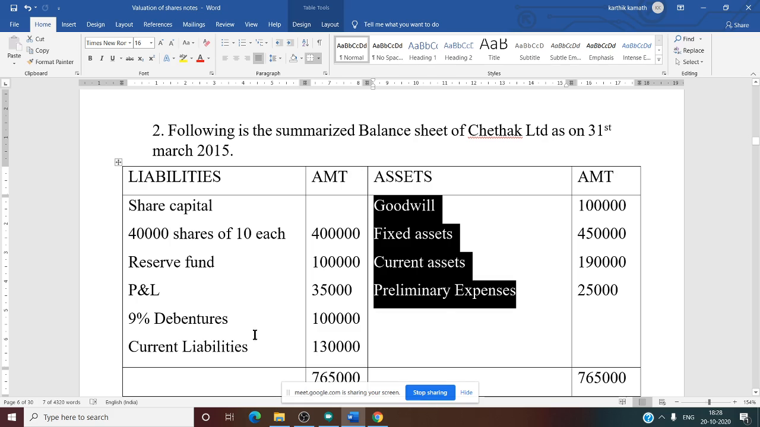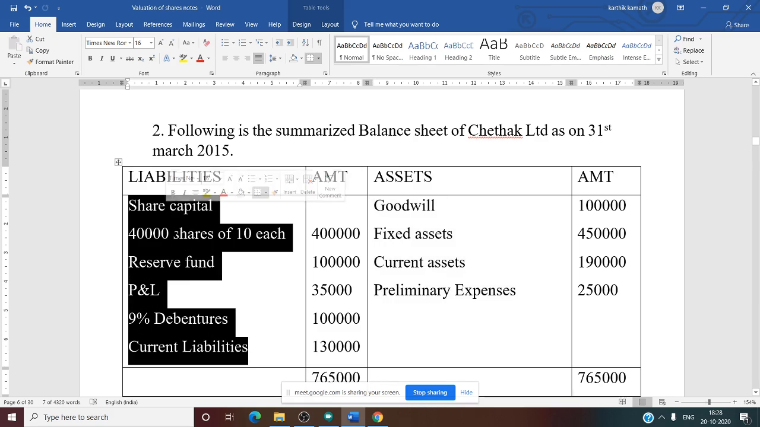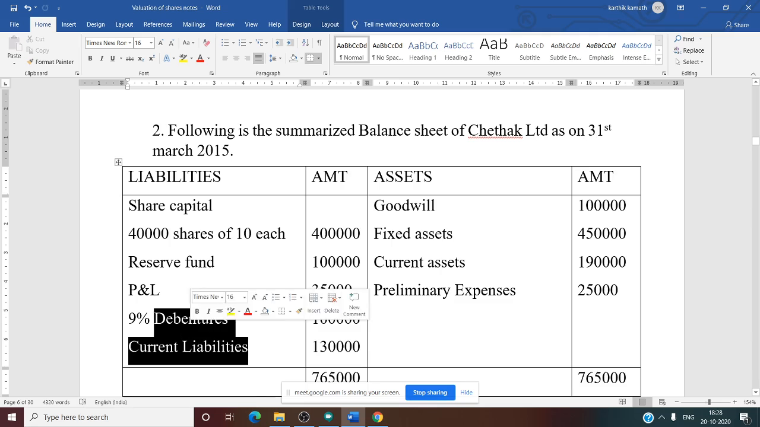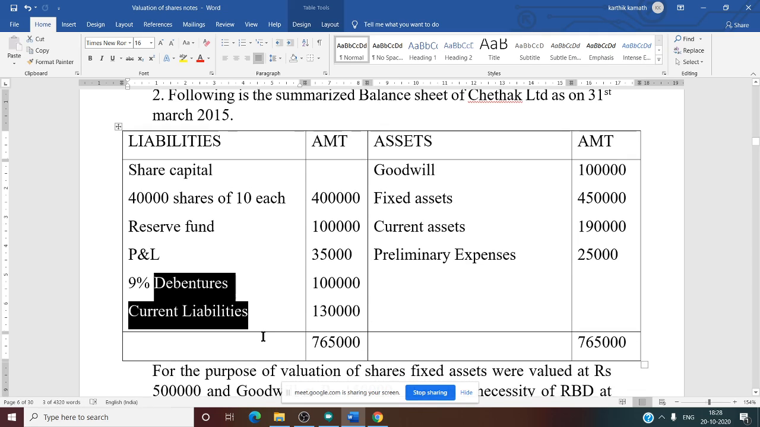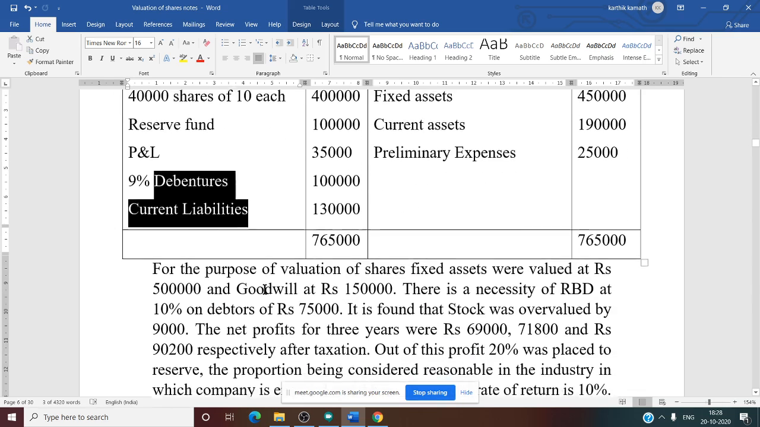On the liability side, if you see, shareholders' funds. Again, shareholders' funds means share capital, reserve fund and P&L, which doesn't come. Then external liabilities, that is debentures and current liabilities. These two pieces of information come in the net asset method. Now we need to see the adjustments.